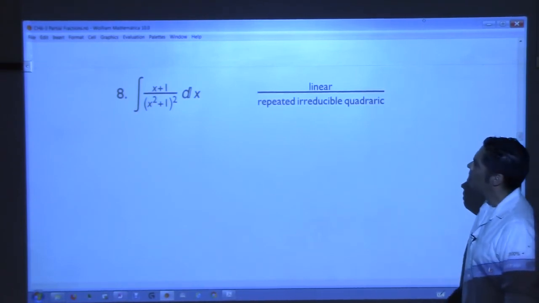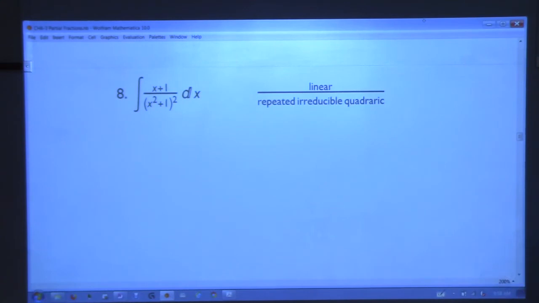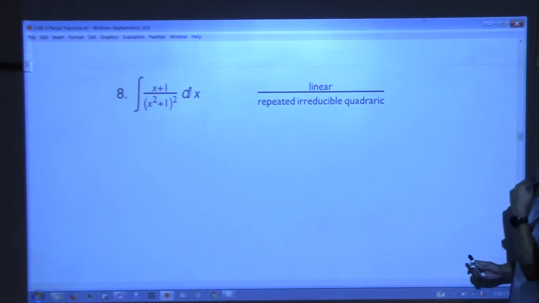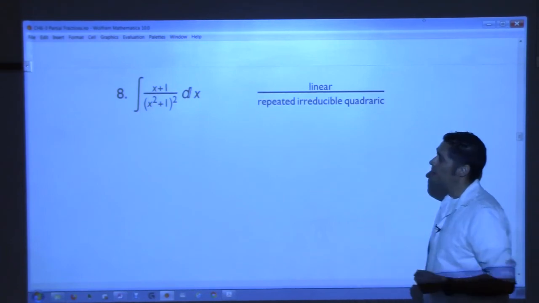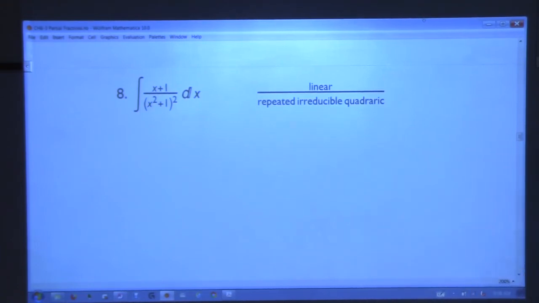All right. How about a linear expression over a repeated irreducible quadratic? So what we just did was a linear over an irreducible quadratic, right? This one is a linear over a repeated irreducible quadratic.